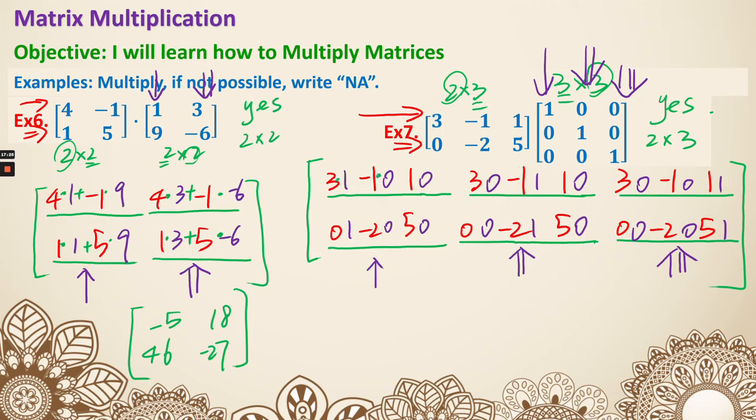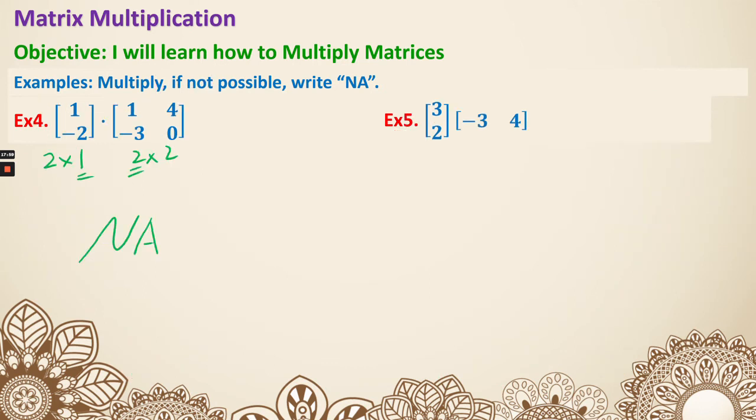Multiply a pair, multiply a pair, multiply a pair, adding in between. Same thing for all of them. Final answer, you may get 3, -1, 1, 0, -2, and 5. That is example 7. Now let's go back to example 5.